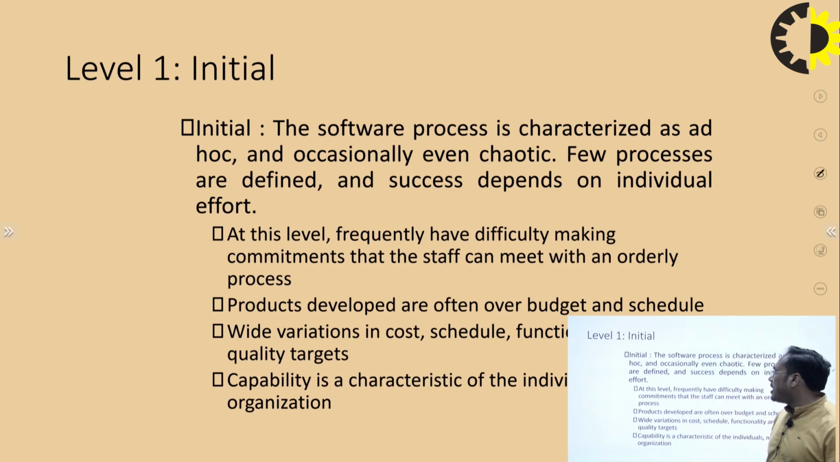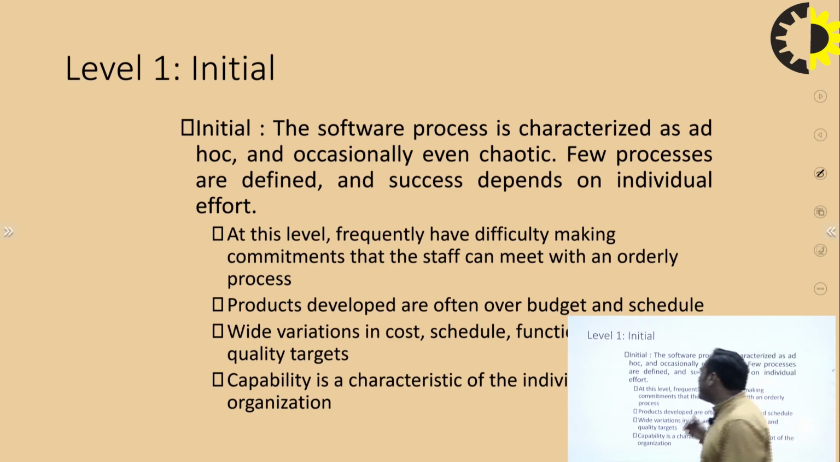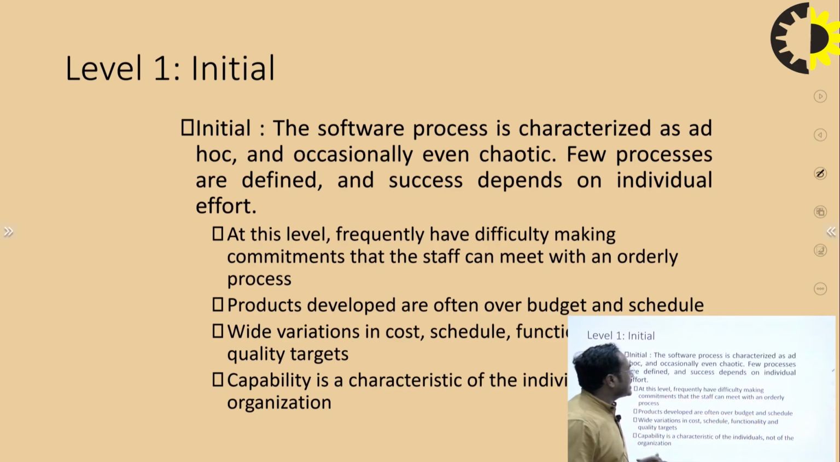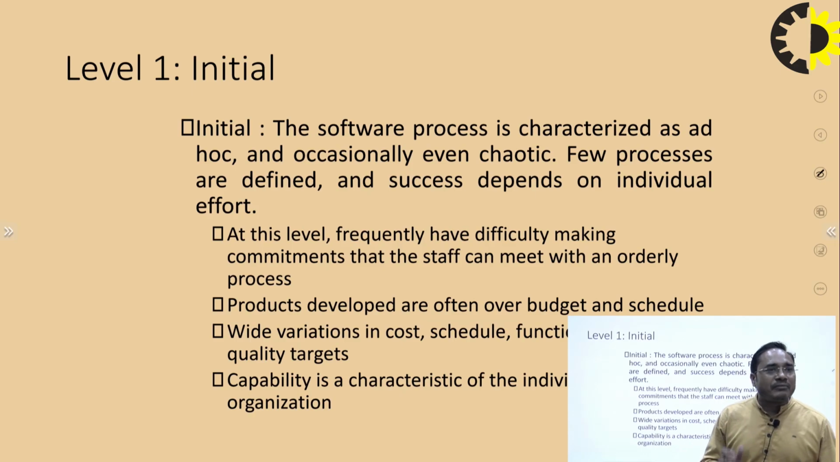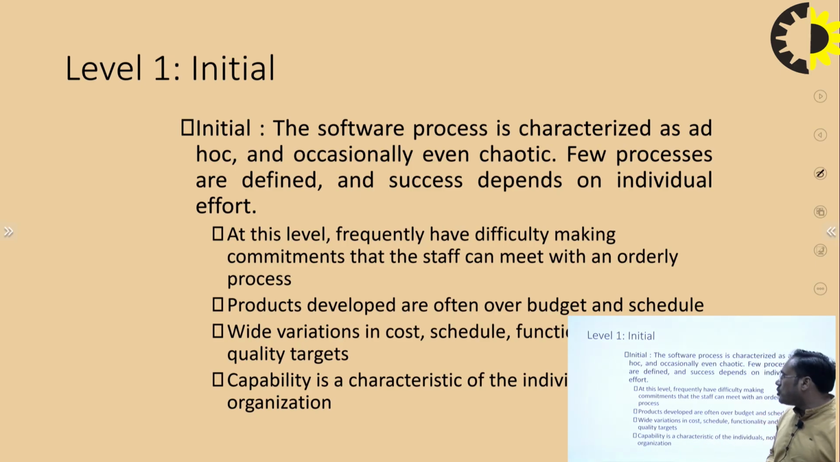At the initial level, we are not going to discuss in detail, but we will discuss what the initial level is. The software process is characterized as ad hoc and occasionally chaotic. Few processes are defined and success depends on individual effort. So what is the effort? It is at the individual level, the effort at the beginning level. Initial means whatever we are doing at the initial level is at a single level, and success depends on it. It consists of three important points.